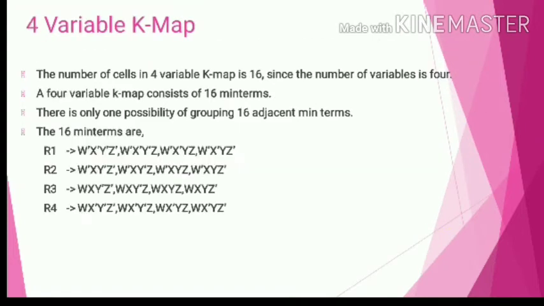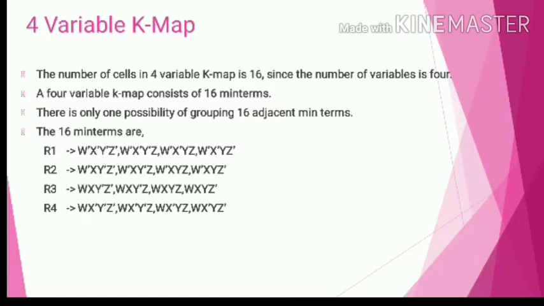Next we'll see the 4 variable K-map. The number of cells in a 4 variable K-map is 16, that is 2 to the power 4 equals 16, since the number of variables is 4. A 4 variable K-map consists of 16 minterms. There is only one possibility of grouping 16 adjacent minterms.